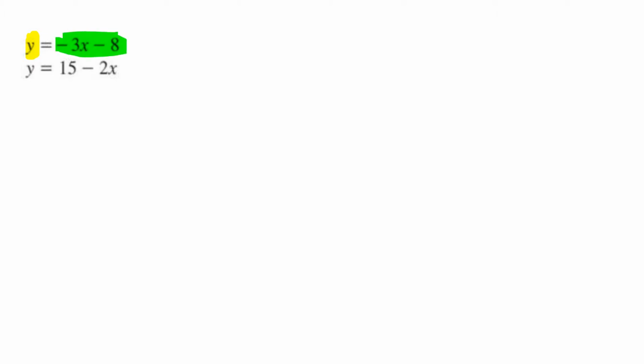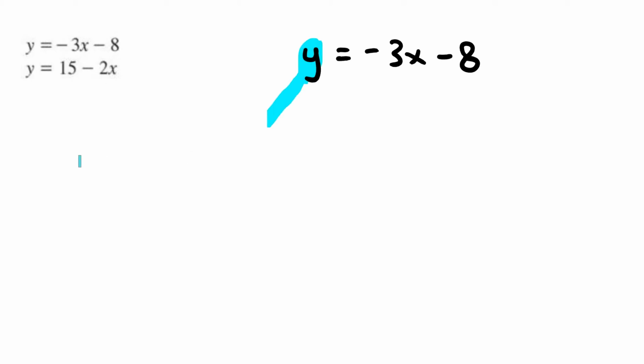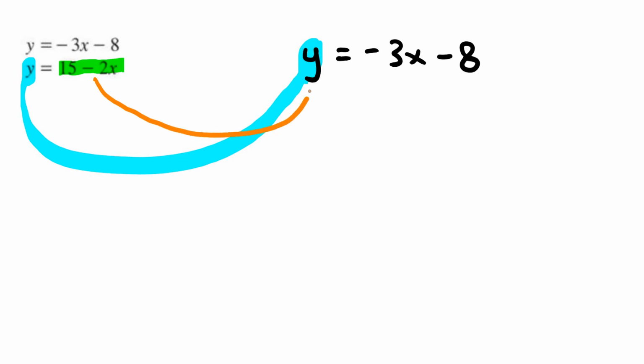Okay, so let me go ahead and write the first equation out. y equals negative 3x minus 8. Okay, that's the first equation there. Now, what we need to think about is, here's this y, right? This y is the same thing as that y there. So that means this part here in green, the 15 minus 2x, I can replace with this y right there. So if I do that, I get 15 minus 2x on the left-hand side. And on the right-hand side, I get negative 3x minus 8.